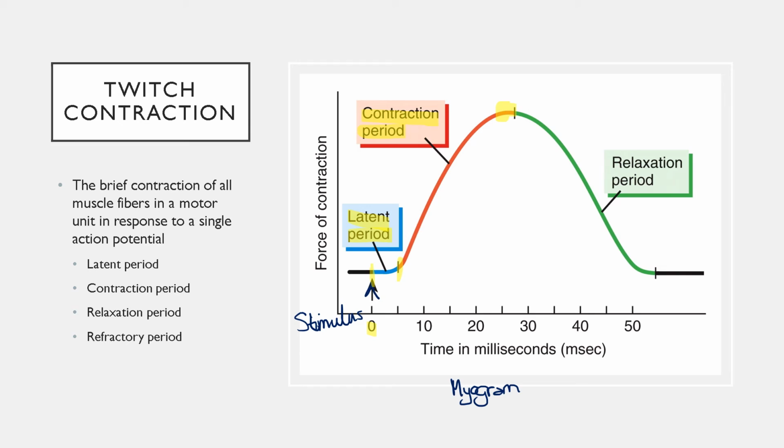Now during the third phase, which is the relaxation period, this also lasts about 10 milliseconds to as long as 100 milliseconds. It's during this period that calcium is being actively transported back into the sarcoplasmic reticulum. The myosin binding sites are being covered by tropomyosin. The myosin heads detach from actin. And here we can see the tension in the muscle is decreasing.